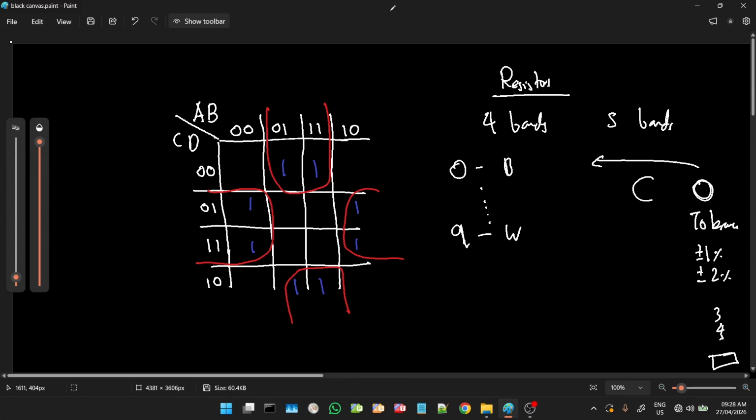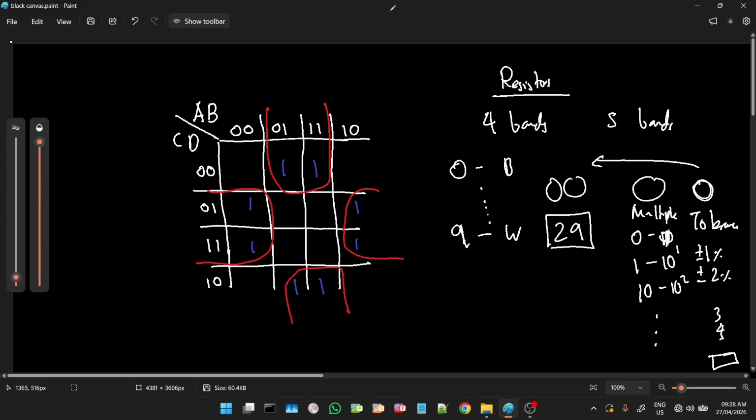Then you will have the multiplier. Again, 0 means 1, 1 means it's 10 to the power 1, 2 means it's 10 to the power 2, and so on. If it's 4 bands, whatever numbers come before are considered simply as digits. And if it's 5 bands, it will also be considered as another digit. This is how you find the resistance of a resistor using the bands on the resistor.